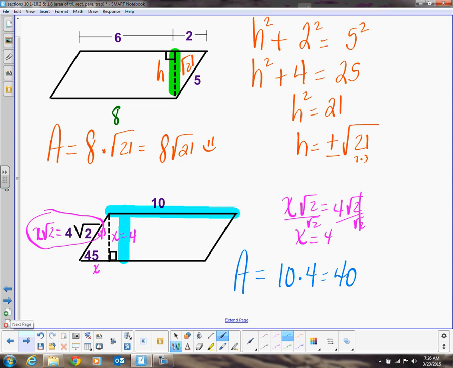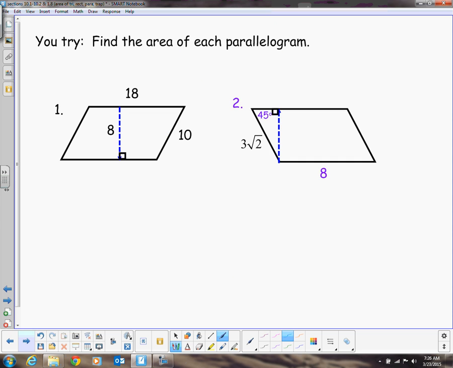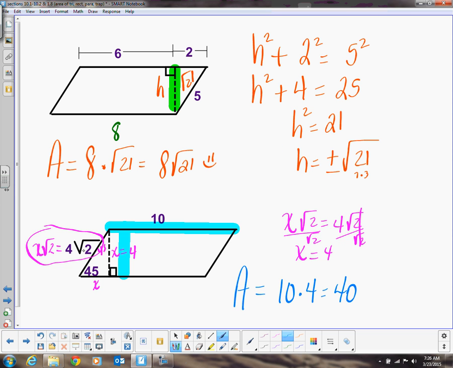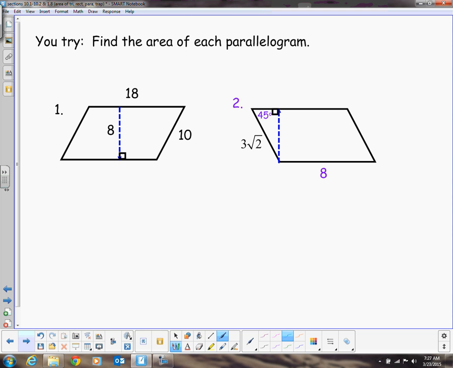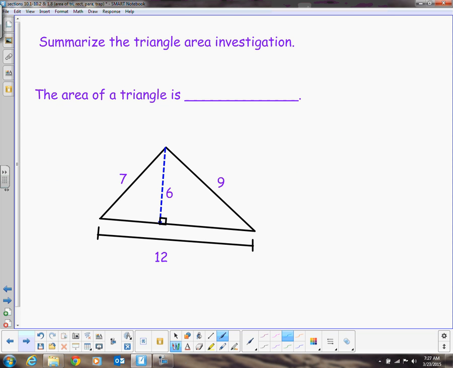And I will let you know. I will say use exact answers. All right? Exact answers means you cannot give me a decimal approximation for square root of 2. Square roots have to stay square roots. Okay, so we have to find the area of each parallelogram.